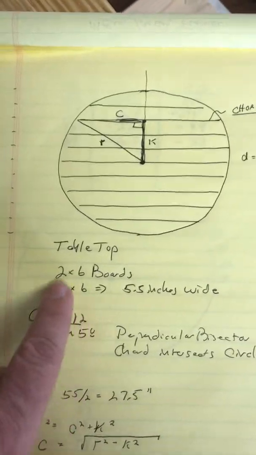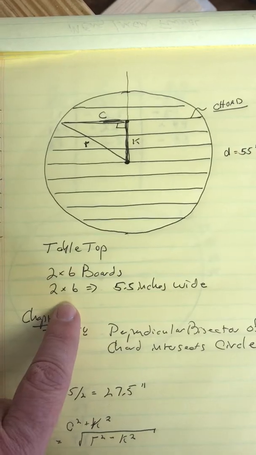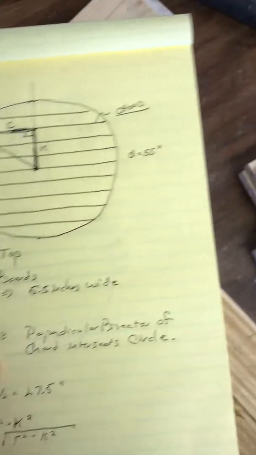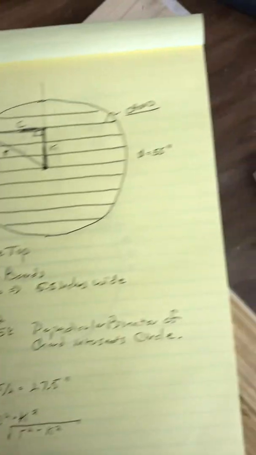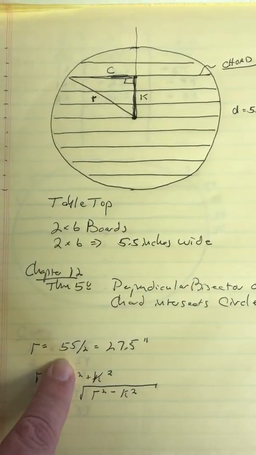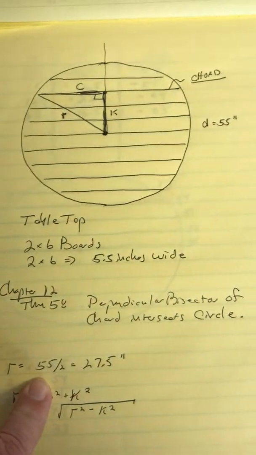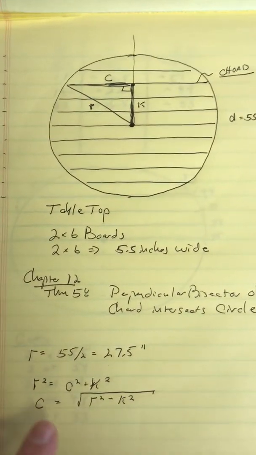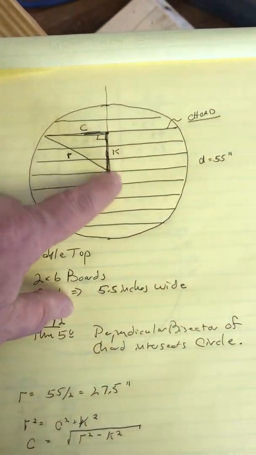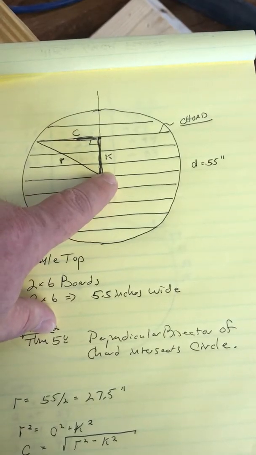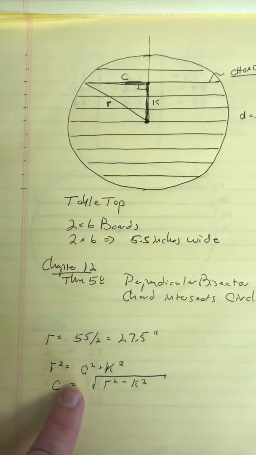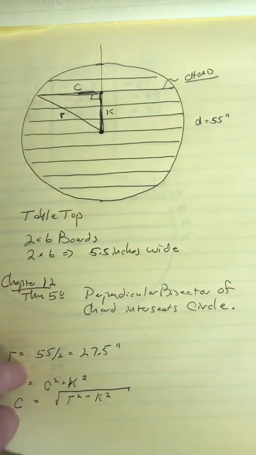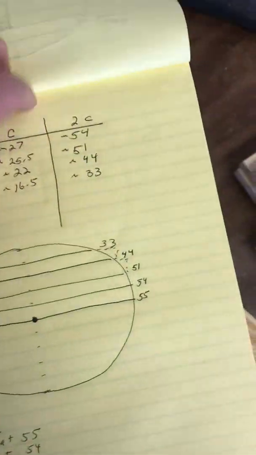If I just look at the tabletop, it's 2x6 boards. They're 5.5 inches wide. So we look at chapter 12, theorem 58, if I can read my own writing, perpendicular bisector of a chord. So the radius of the table, this radius here, is going to be 55 divided by 2, which is 27.5 inches. This is the Pythagorean theorem: C squared plus K squared equals R squared. So I've got that, and basically C is equal to this equation.